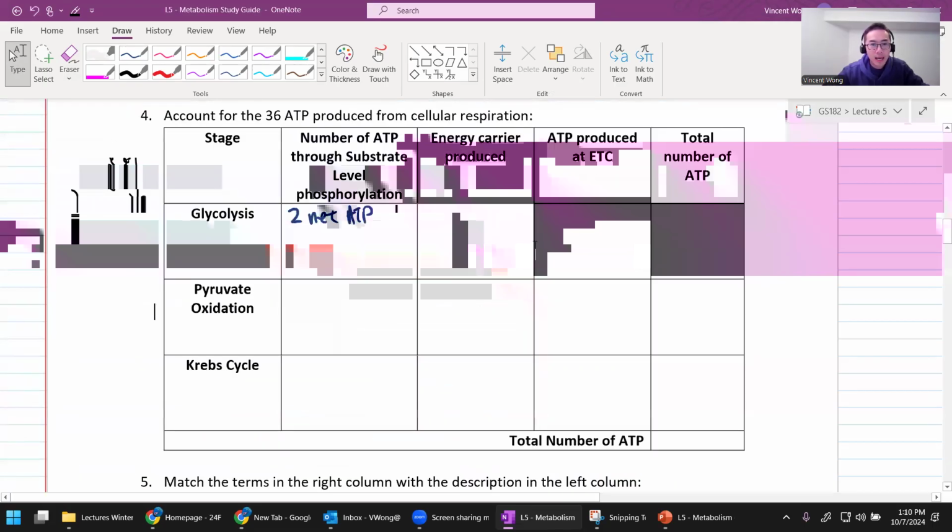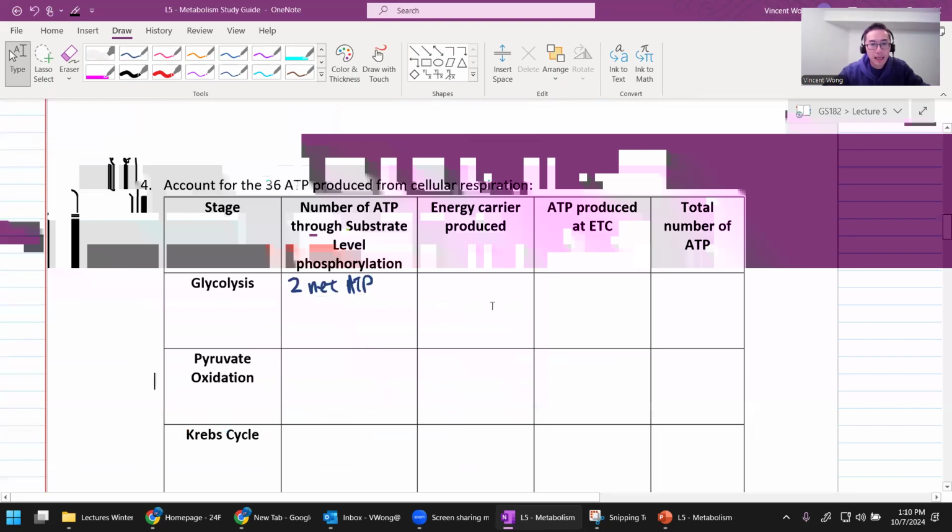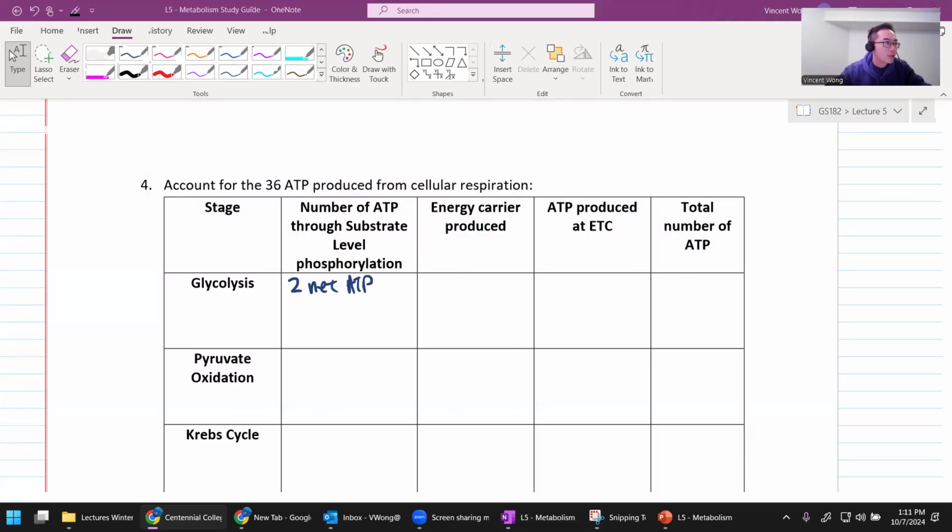So how many energy carriers are produced from glycolysis, please let me know. Two. And what are they? Two NADH, that's right. Two NADH. So that's what we're gonna write down here. Two NADH.